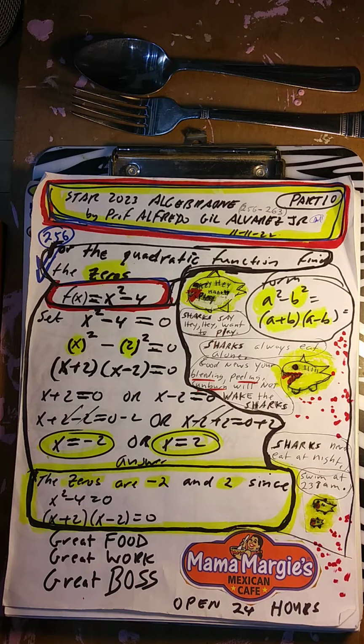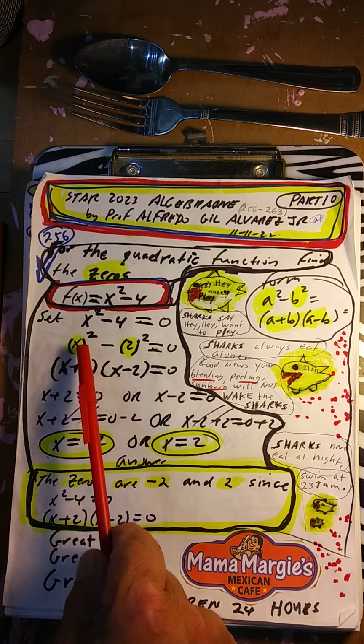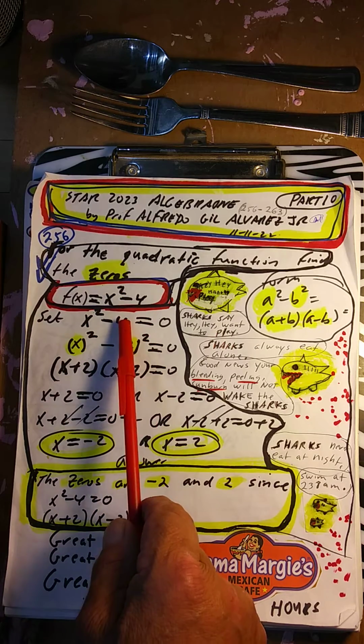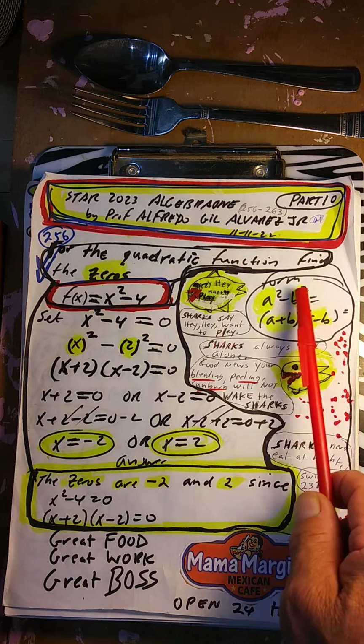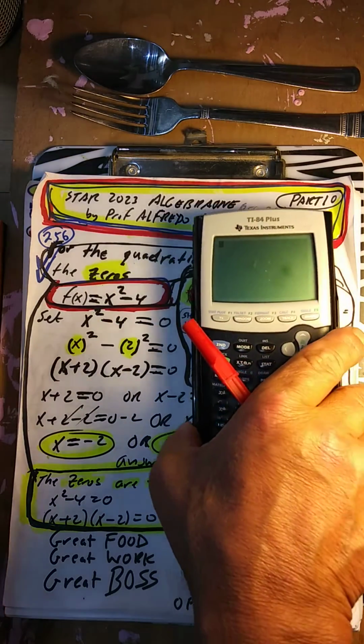For the quadratic function, find the zeros. Set x squared minus 4 equal to 0. That means x squared minus 2 squared, because 2 times 2 is 4. And we're going to use this formula here: a squared minus b squared equals (a plus b)(a minus b). Okay, let me just show you.